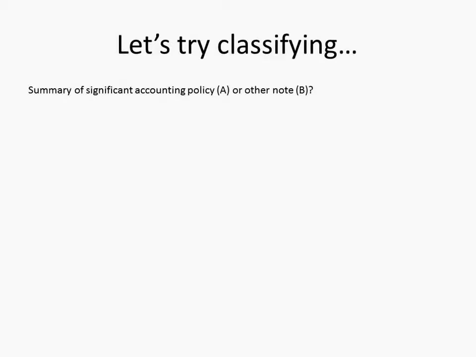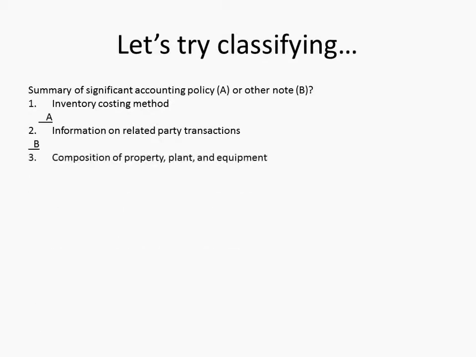Let's try classifying. Is it a summary of significant accounting policies, or is it an other note? Inventory costing method. Yes. Information on related party transactions. Composition of property, plant, and equipment. B. Composition, detail. Not the method for reporting property, plant, and equipment, but the detail in that account.